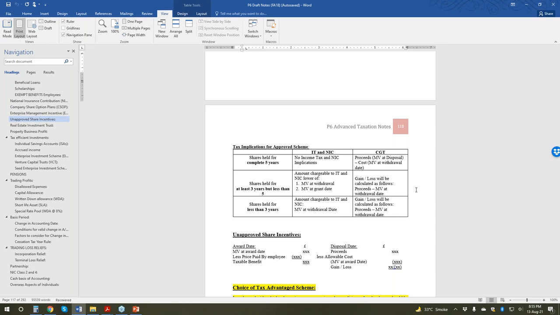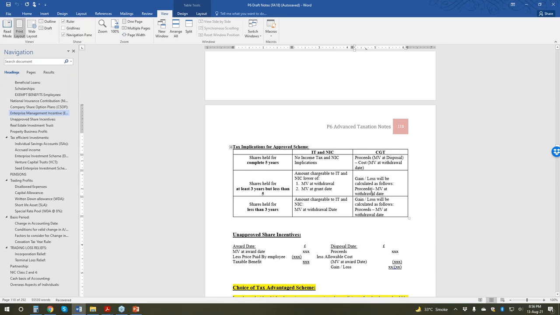However, if the employees choose not to keep the shares for 5 years and they sell between 3 to 5 years, there will be a charge to IT and NIC, but it will be on the lower of the values, either the market value at withdrawal date on which they are withdrawing their shares, or the market value at grant date on which the promise has been made. And then there will be CGT implications as well, obviously, on the proceeds less market value at withdrawal date.